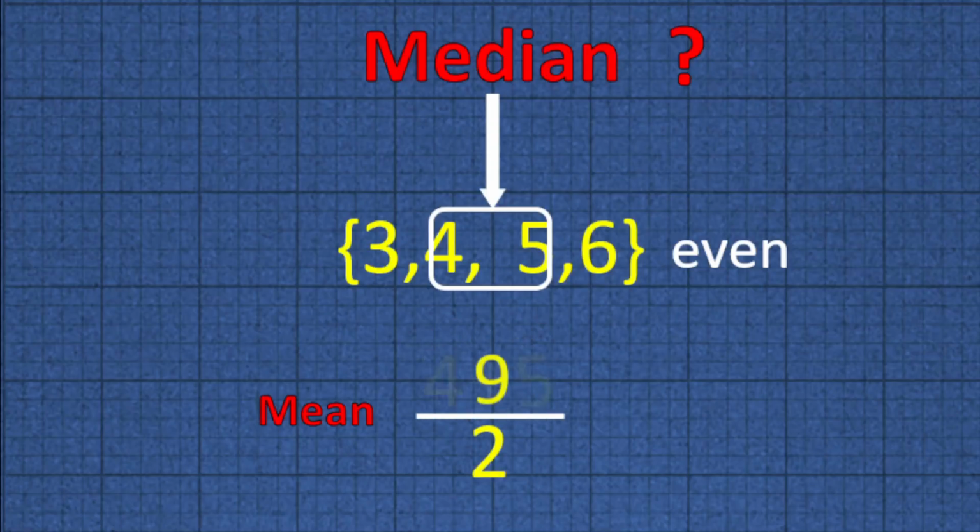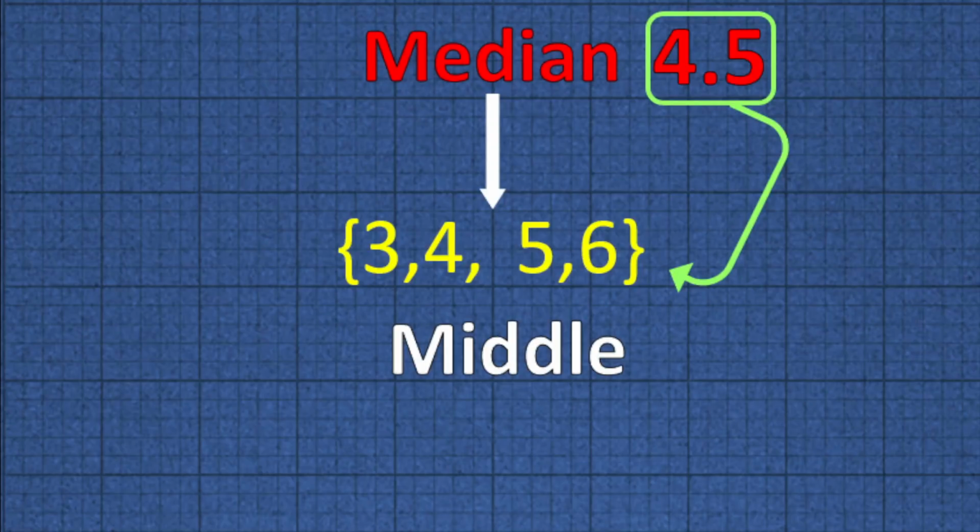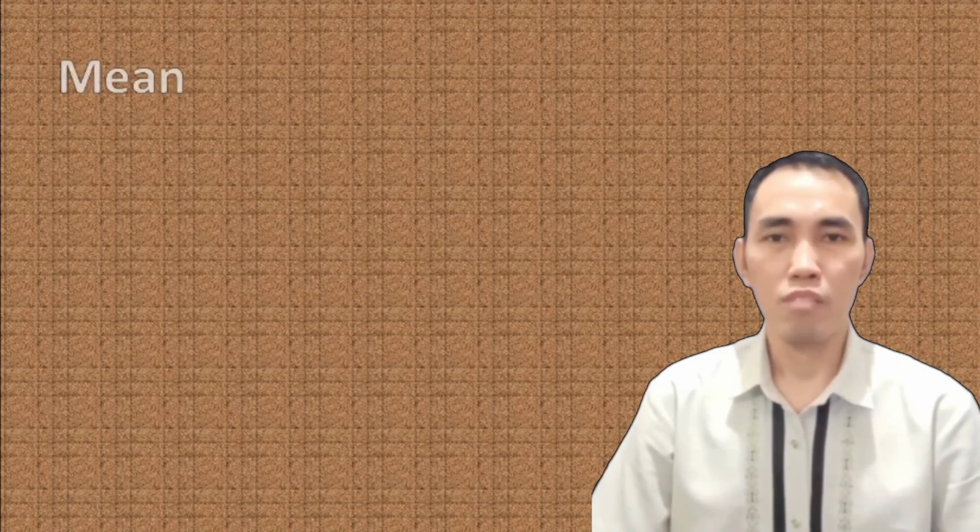4 plus 5 equals 9, and 9 divided by 2 is 4.5. So the median of the dataset is 4.5. Even though you can find the number 4.5 in the dataset, it's still the median because it represents the middle of the dataset and it splits the members into two equal groups. I hope you can now differentiate mean and median.